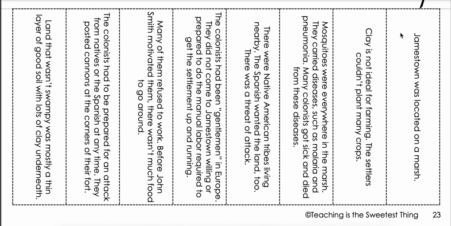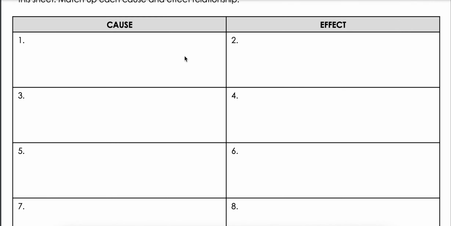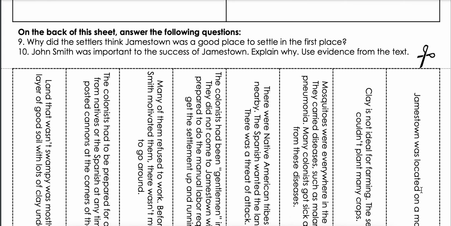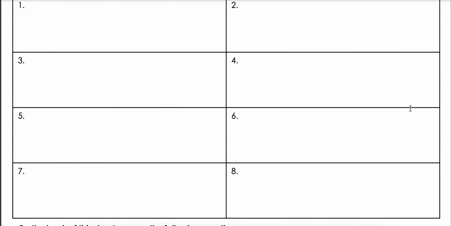So what I'm going to do is take this one that says Jamestown was located on a marsh, and I'm going to put that here at number 1. So either, if you're in Notability, you're going to copy and paste this text, or even if you're in Notability, you could label these like 1, 2, 3, 4, 5, right? You could label all of those, and then you could put the numbers in here.